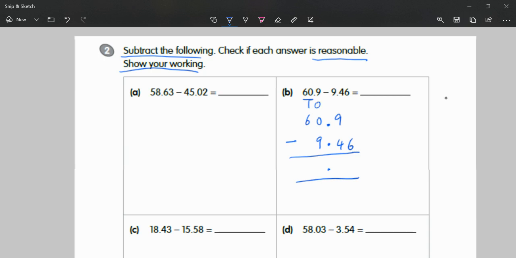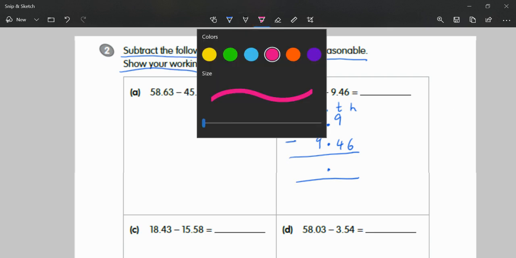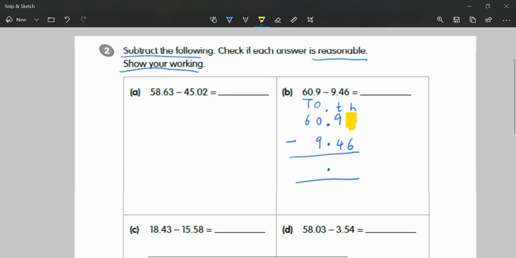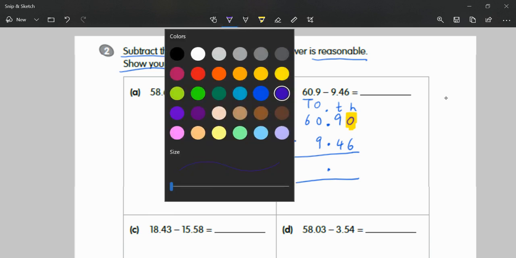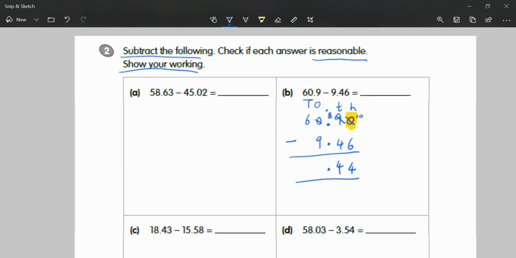At the hundredths place, there's nothing here. So at this place, I can help myself by adding in a zero. Like 90 cents, I put in a zero. Then I can do the operation with greater ease, regroup, just like I do for whole numbers.